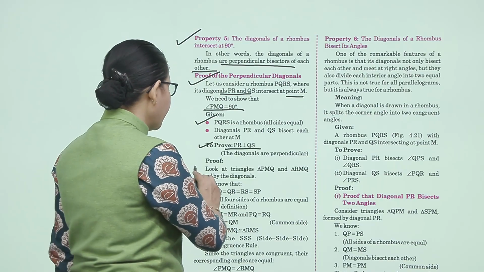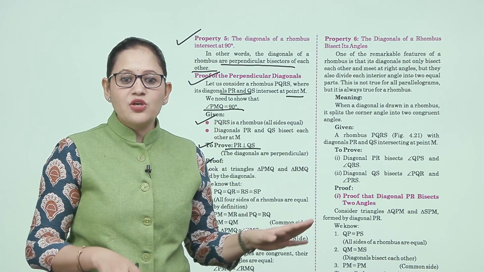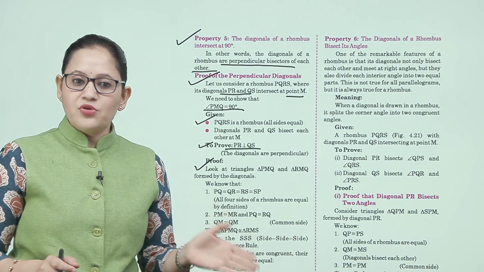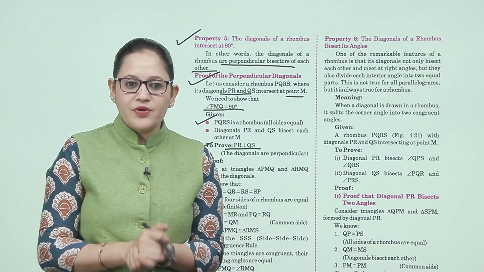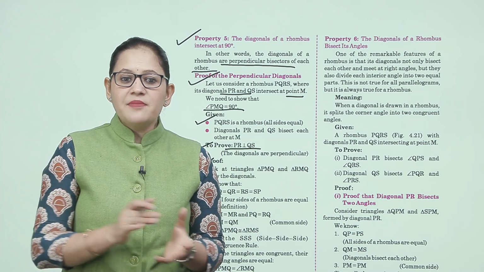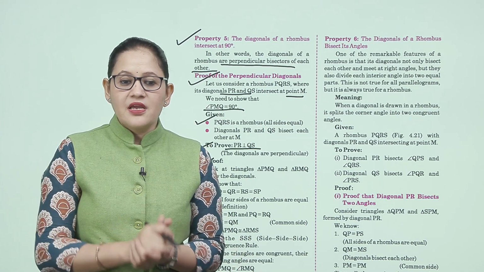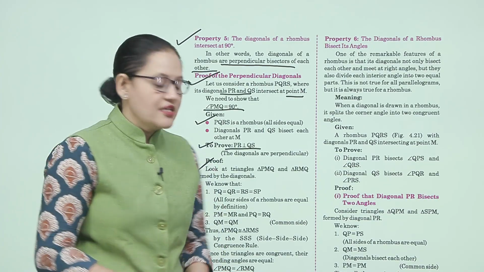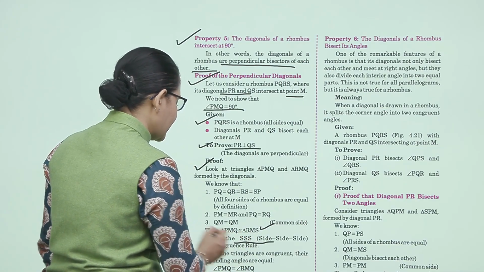Now the proof. Look at the triangles. Here we will take two triangles, PMQ and RMQ, formed by the diagonals. We know that PQ equals QR and RS equals SP. All four sides of a rhombus are equal. PM equals MR and PQ equals RQ. And QM equals QM, a common side. Thus, these two triangles are congruent to each other by the SSS congruency rule.